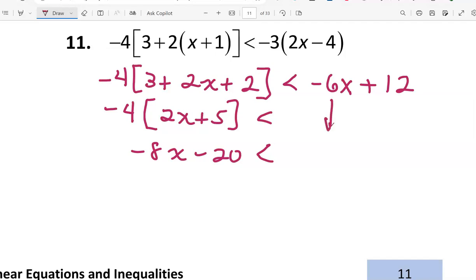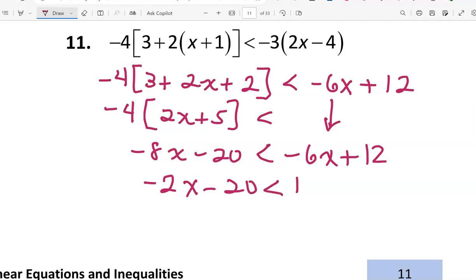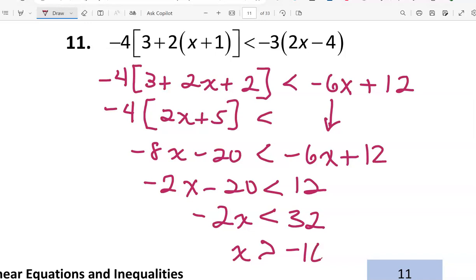So I'm just going to bring that down to this step. I'm going to add 6x to both sides, and then add 20 to both sides. That'll give us 32. And then divide by -2. That changes the direction of the inequality, so x is greater than or equal to -16.